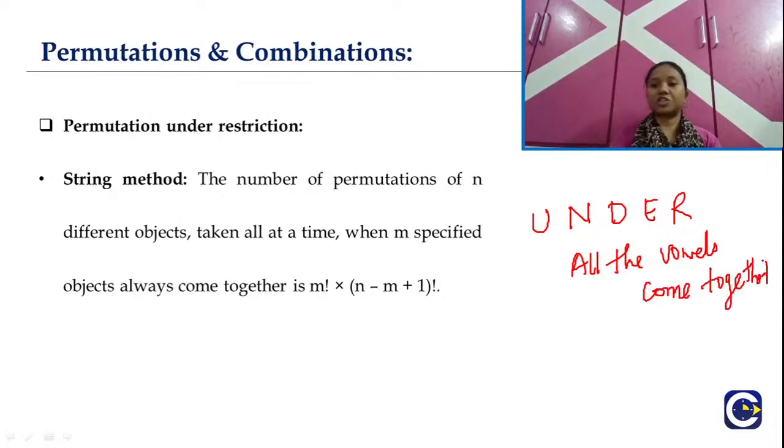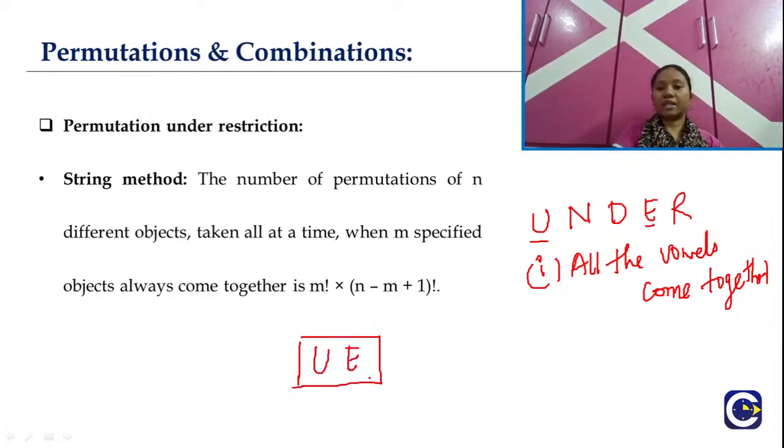So for this question, my condition is all the vowels come together. So let's find out what the vowels are: U and E. That means U and E should always come together, and the remaining will be different: N, D and R. In general, if n is 5, how many ways can these letters be arranged? That is 5P5, because we have taken all at a time, that is 5 factorial ways.